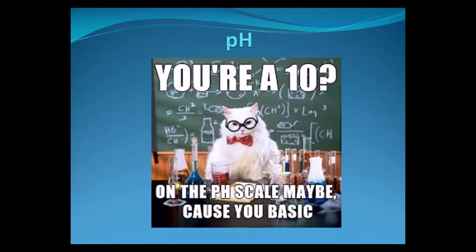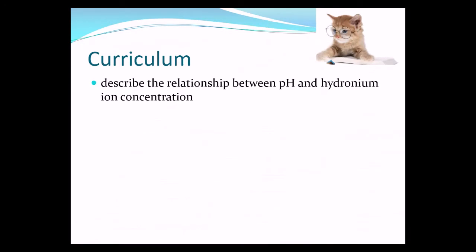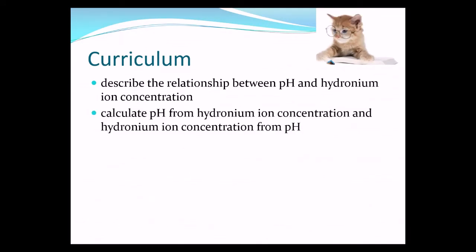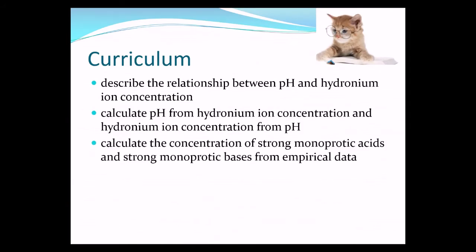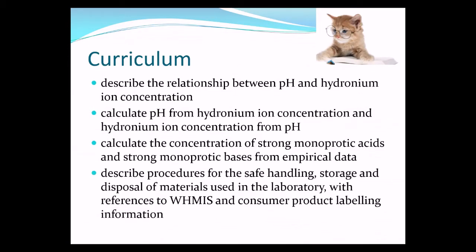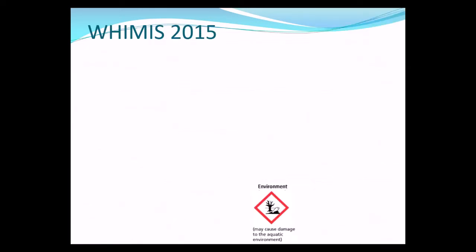Oh, that's perfect. Okay. So here's our pH lesson. So we're going to describe the relationship between pH and hydronium ion concentration. We're going to calculate pH from hydronium ion concentration. And we're going to calculate concentration for strong monoprotic acids and bases. And we're going to do a little bit of WHMIS.